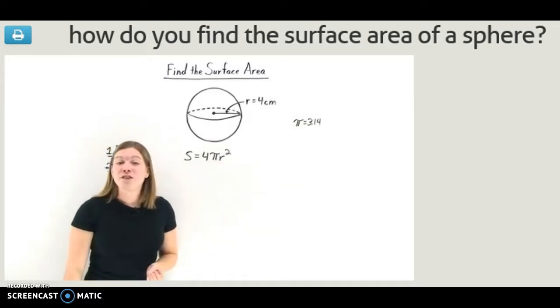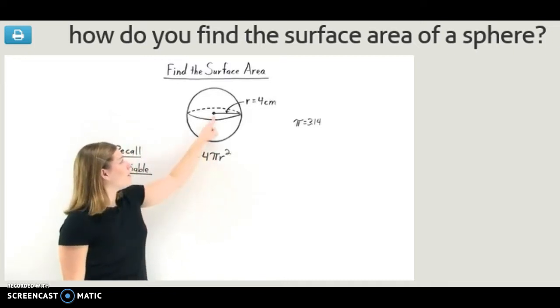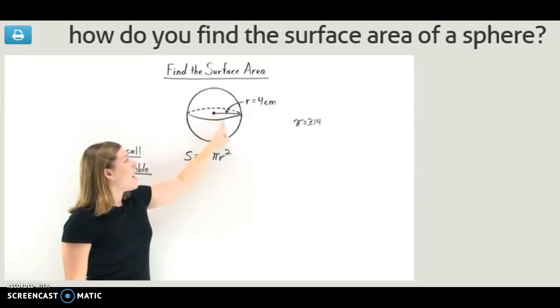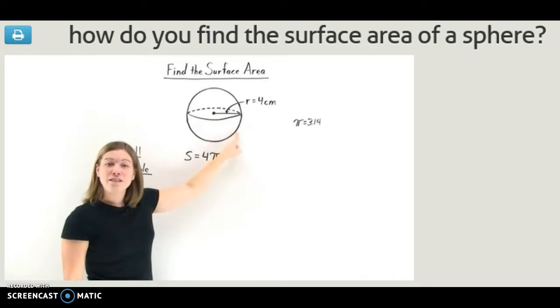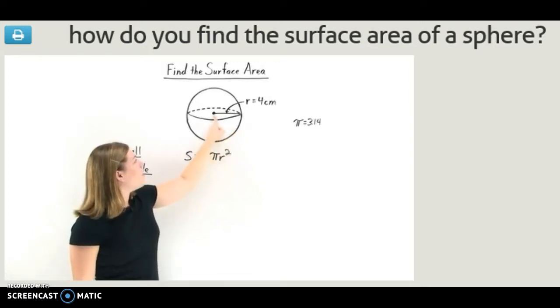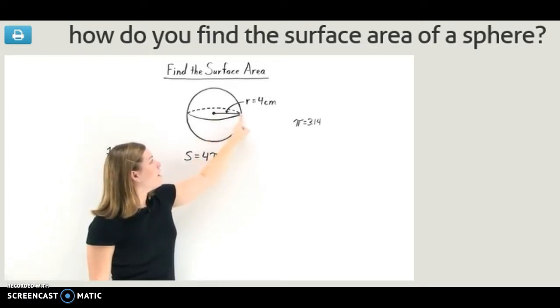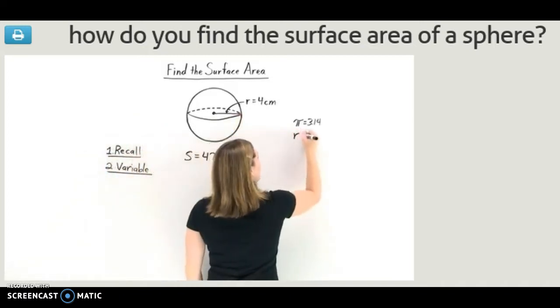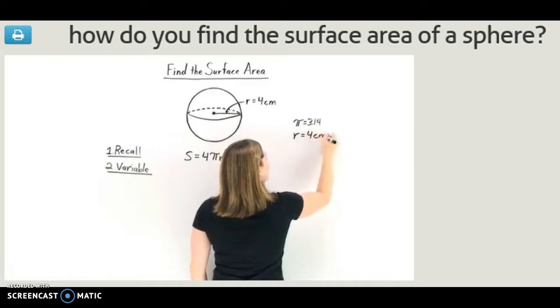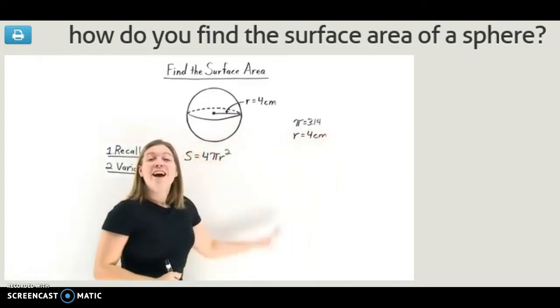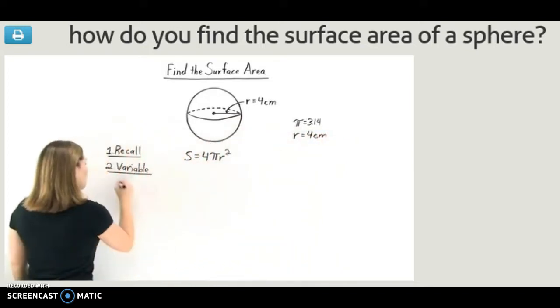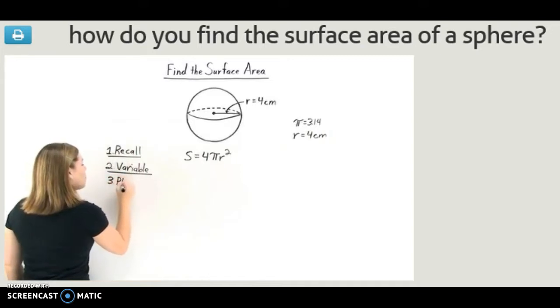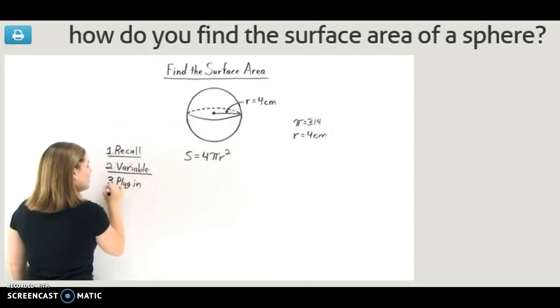Now we need to find r, the radius of our sphere. Remember, the radius of a sphere is the measurement from the center point of the sphere to any point on the outside of the sphere. So, this measurement right here is the radius. It measures 4 centimeters. So that means our radius is 4 centimeters. Now that we have these values, we can take those values and plug them into our formula.